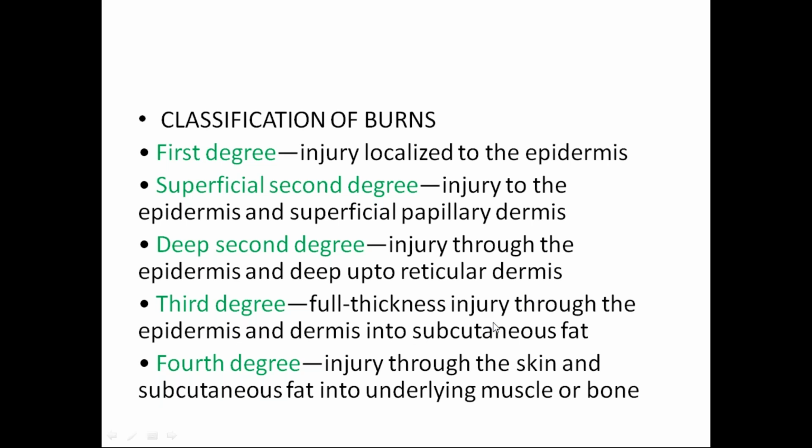So there will be involvement of the epidermis, dermis, and subcutaneous fat. In fourth degree burns, the injury goes through the skin and subcutaneous fat, along with involvement of muscles and bone.